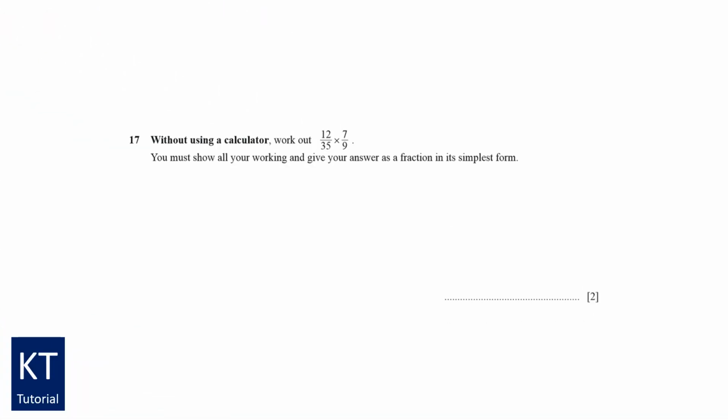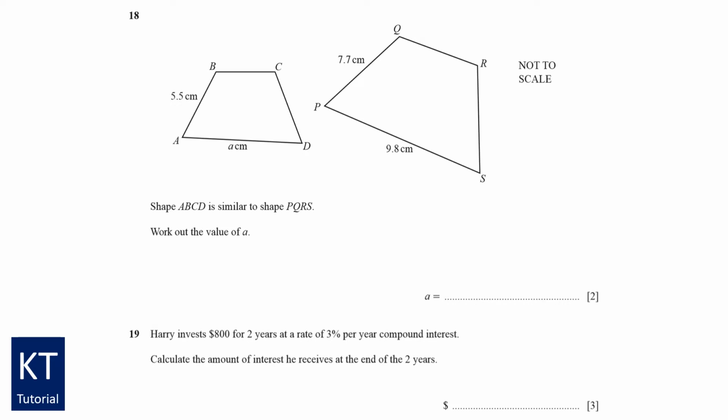Question 17. Without using a calculator, work out the product of the two fractions. In following through the working, the answer is 4/15. Question 18. Shape ABCD is similar to shape PQRS. Work out the value of A. Knowing that the proportion of AD and PS is equal to that of AB with PQ, A is 7.